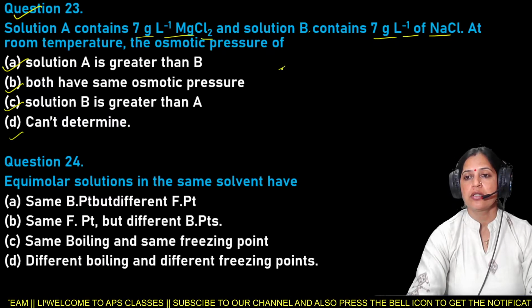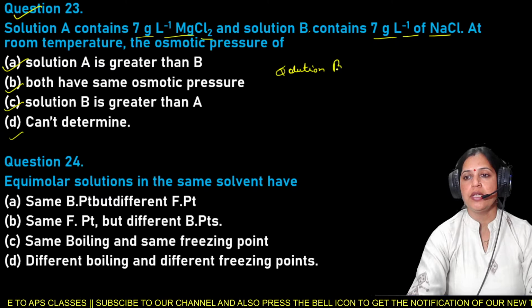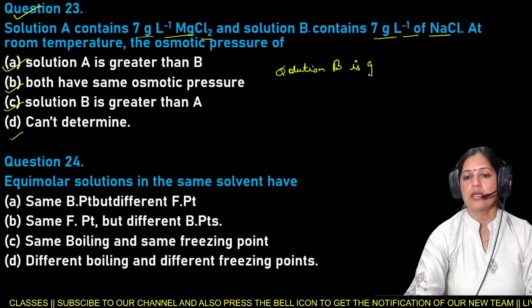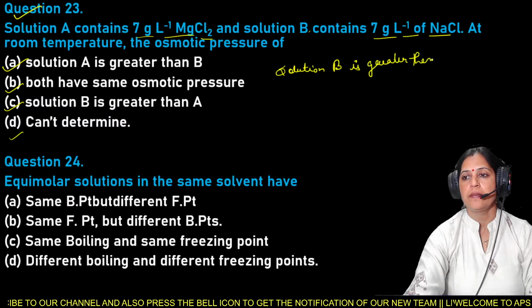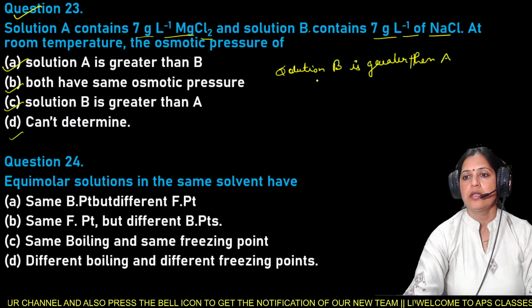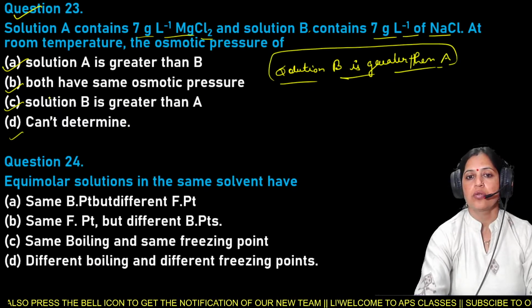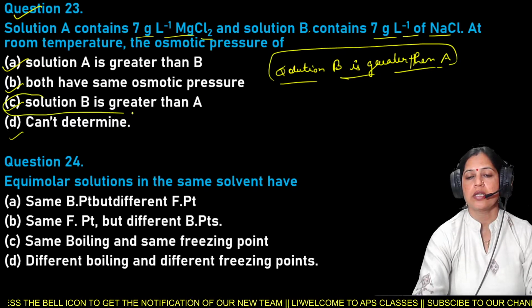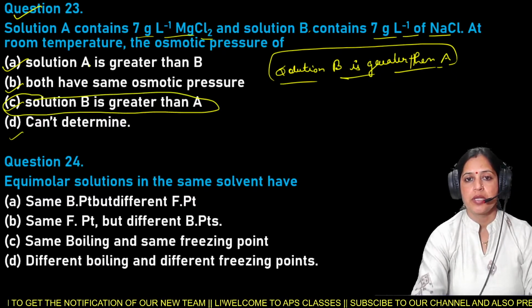Here, beta, solution B is greater than A. Solution B is greater than A. So here option C is the right answer. Solution B is greater than A.